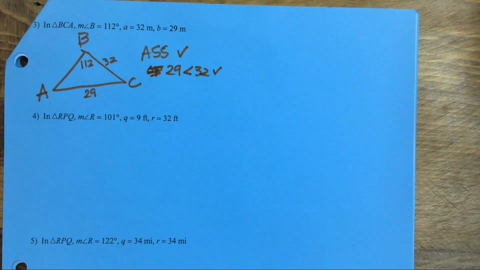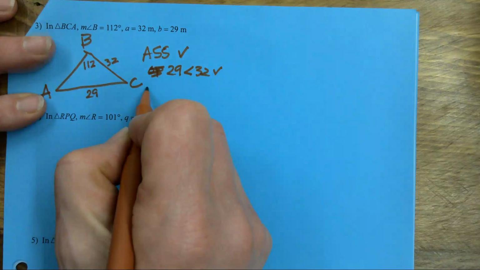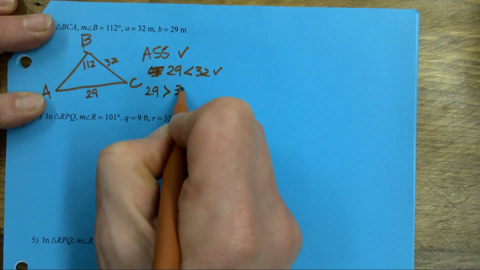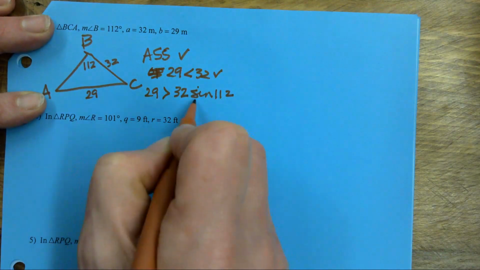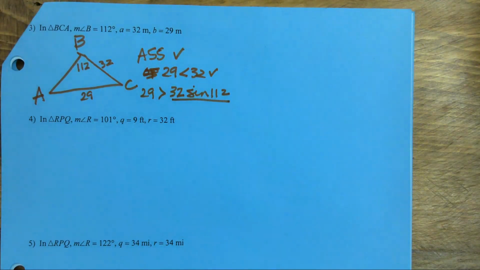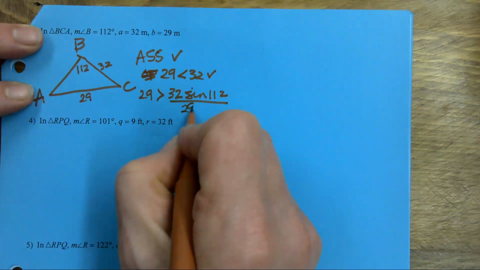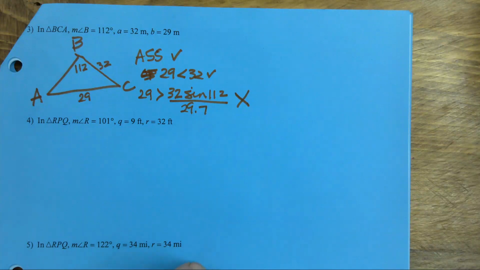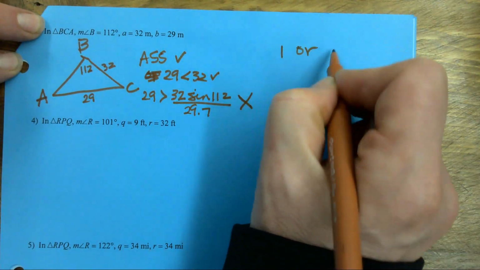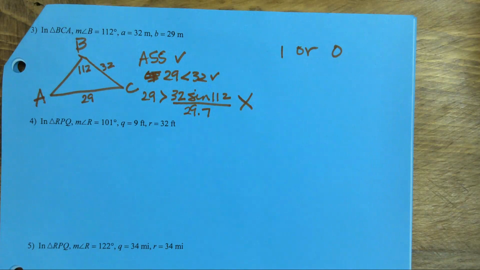So then I'll check with the angle involved: is the opposite side more than the adjacent side times the sine of the angle? And again, when you plug that in, somebody can let me know if it passes here. What is it? 29.7, so it actually fails. So it fails there, meaning that I have 1 or 0 triangles. I know right now there are 0 triangles.